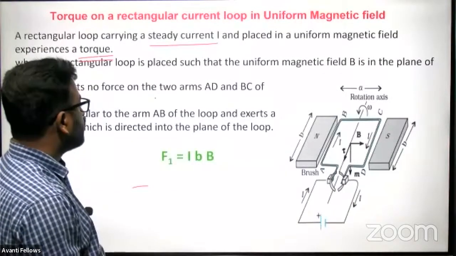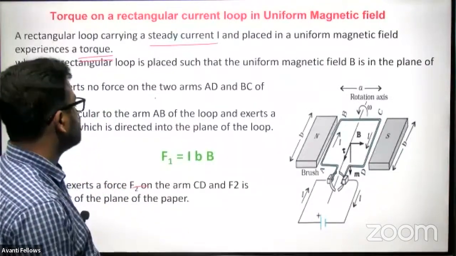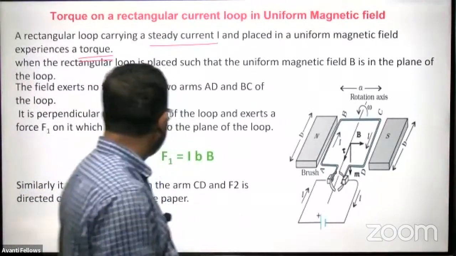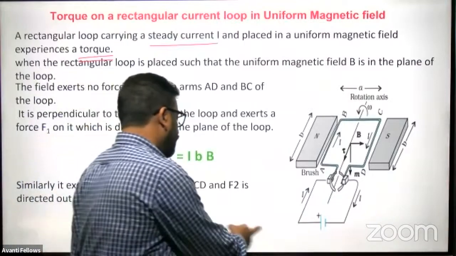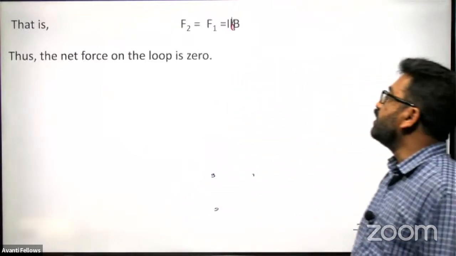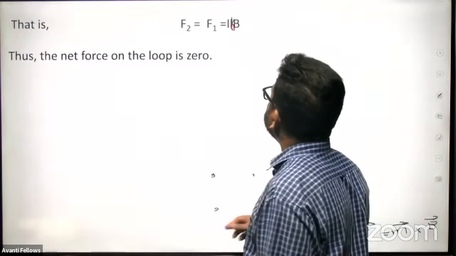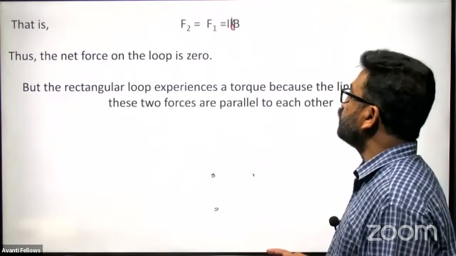See this one? So F1 equals ILB. On the other arm CD, the force is F2. F2 will again be equal to ILB. So one will come out and one will go in. Both F1 and F2 will be equal to ILB. So the net force on the loop is 0.